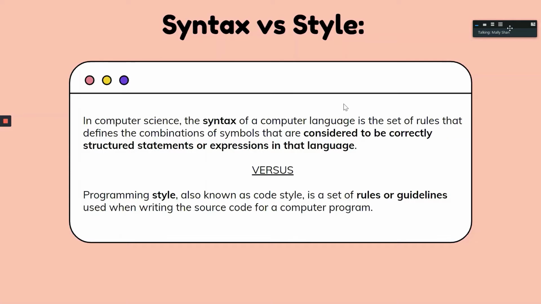Programming style, versus that, is a set of rules or guidelines that is used when writing the code. And the reason why we have style in the first place is just to make programming so much easier and so much more readable for other people that are looking at your code.